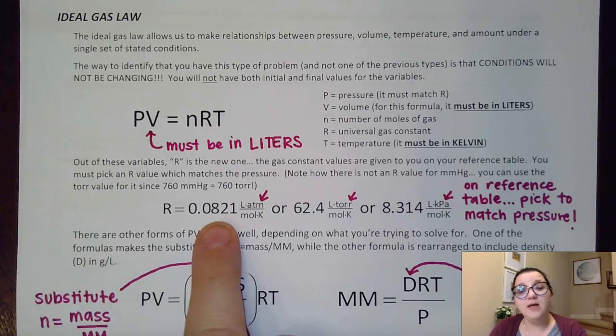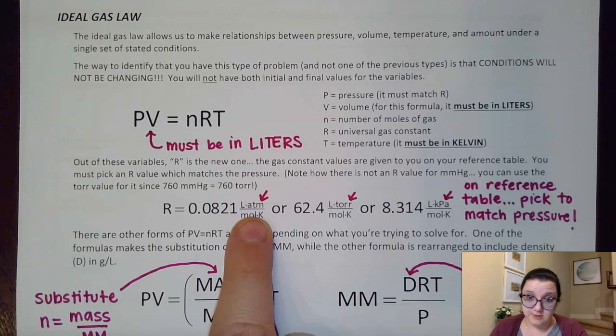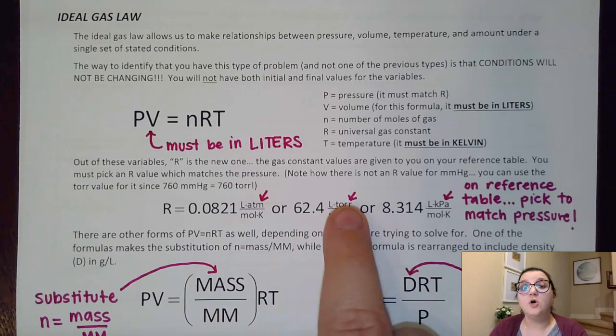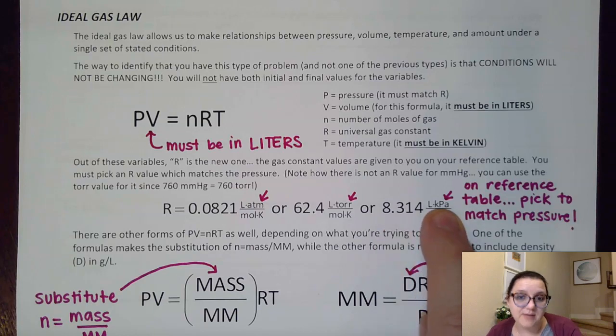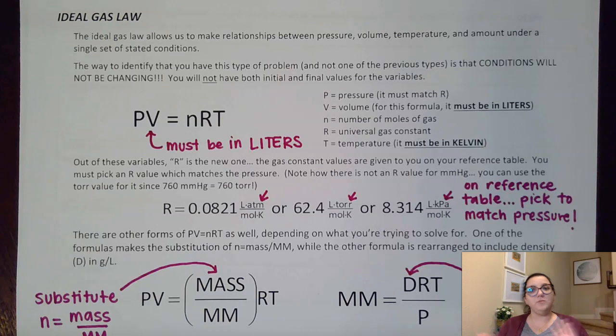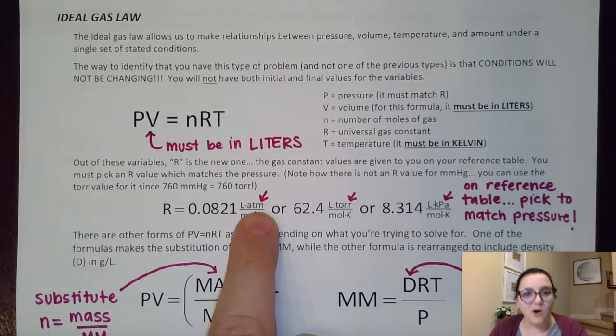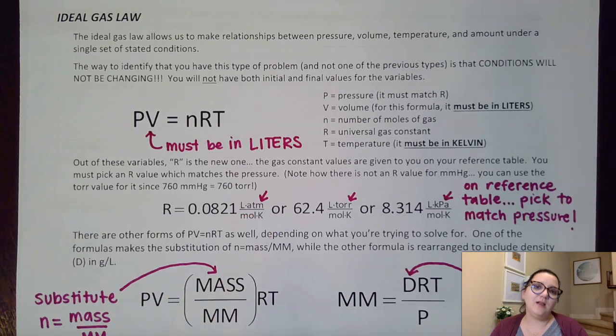So this 0.0821 value has atmospheres in it. 62.4 has torr in it. 8.314 has kilopascals in it. So depending on the problem that we're doing will depend on what our pressure unit is, and so we want to pick an R value that matches with our pressure unit. So let's say I am doing a problem where I'm utilizing atmospheres for my pressure unit, then I would want to pick the R value that has atmospheres in it. That'll keep me from having to convert pressure units.